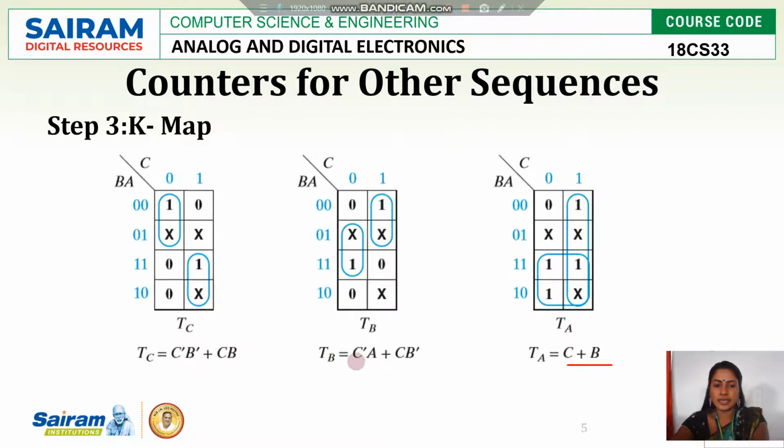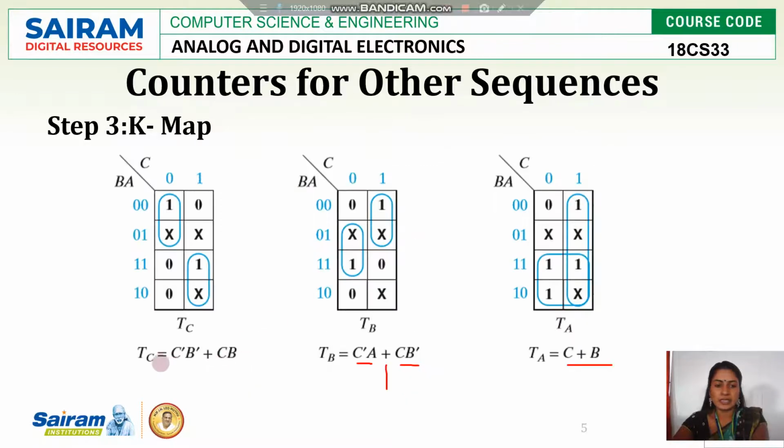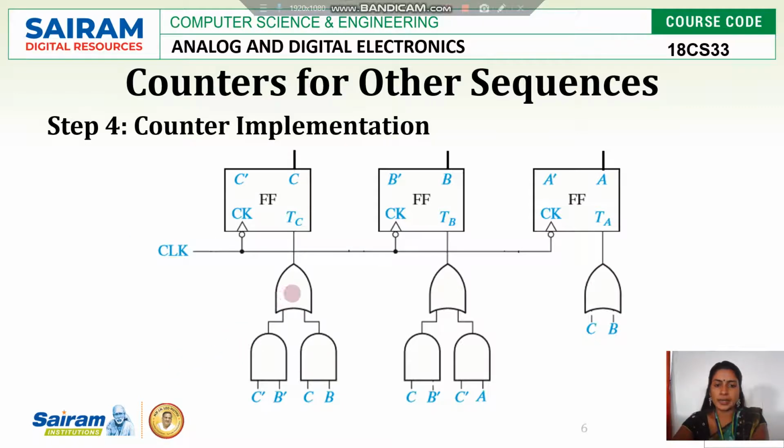Then second one is C bar A plus C B bar. So between this one AND gate, another AND gate, here one OR gate. So totally 3 gates, 2 AND gate, 1 OR gate for TB. Then for TC also 2 AND gate and 1 OR gate. And inputs are directly written here. So you can use this method also. Okay.